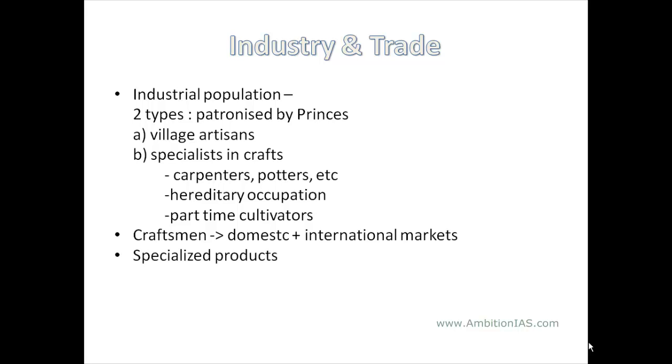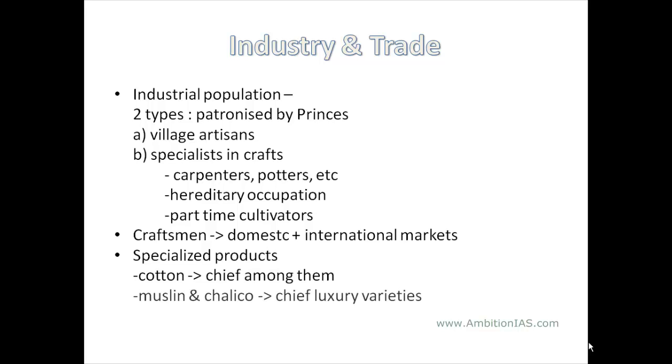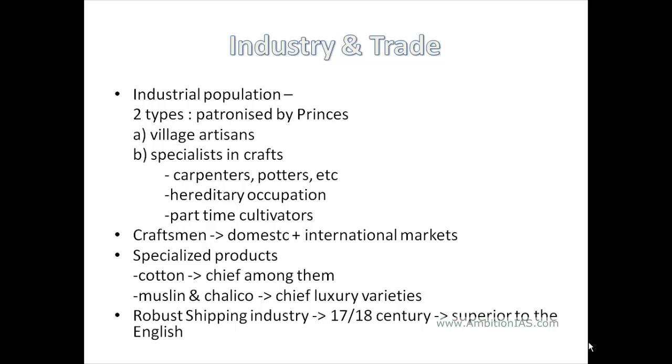We also had specialist products, amongst which cotton was the chief. We also had muslin and calico, chief luxury varieties. Now, muslin was a lightweight cotton cloth. Our shipping industry of the 17th and 18th century was said to be far superior to the English.